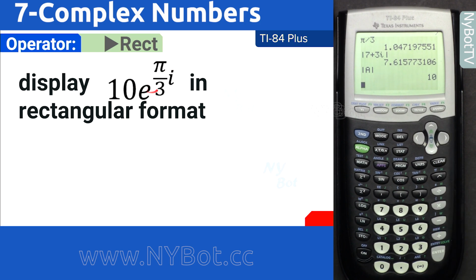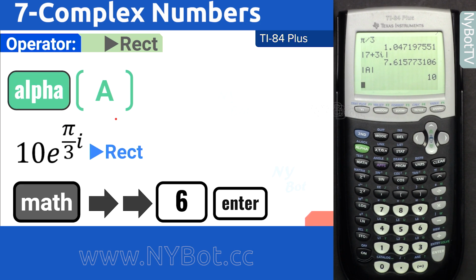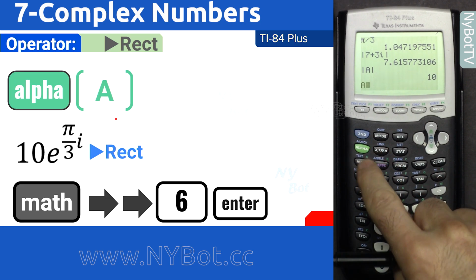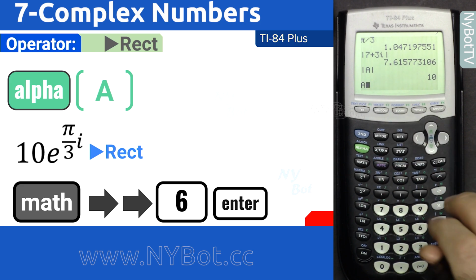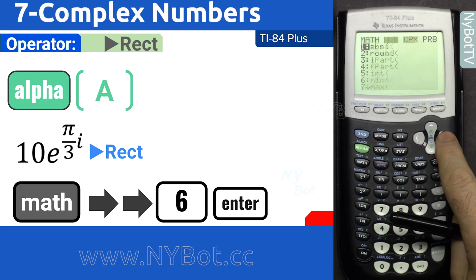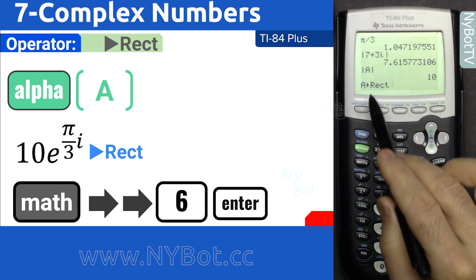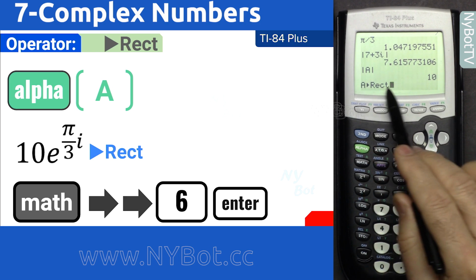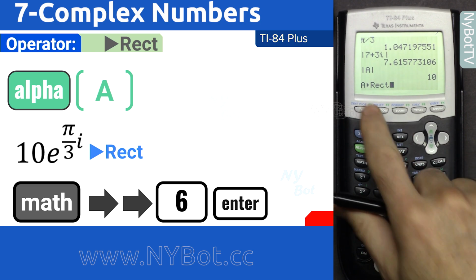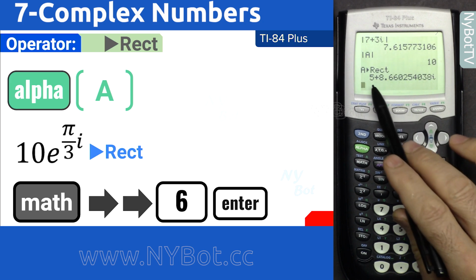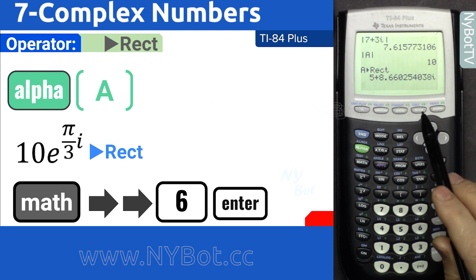Now we want to convert this to rectangular, to display it in rectangular format. Let's bring memory A, and then press math, go to complex, and then 6. It says get this expression and convert it to rectangular. So you just need to type or bring from memory, and it has been converted to rectangular.